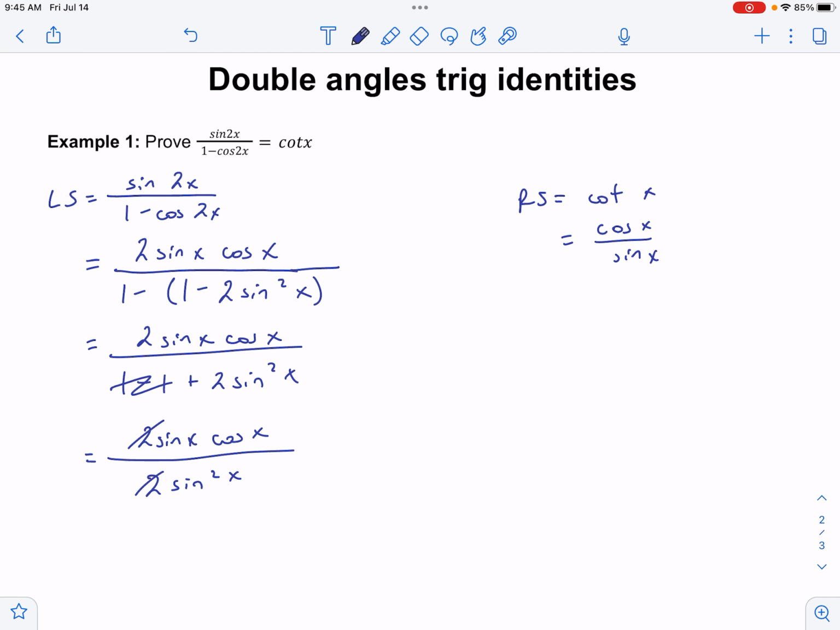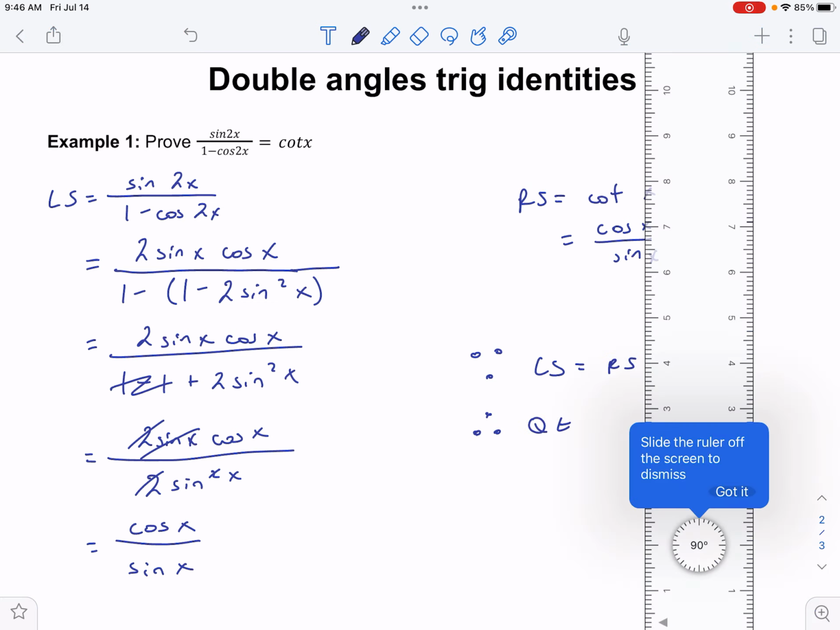2's cancel out really nicely, and as I had hoped, my sine x on the numerator will cancel out with my sine squared x in the denominator, leaving me with cosine of x divided by sine of x. Yay! Our left-hand side is now equal to our right-hand side. Therefore, Q, E, D.